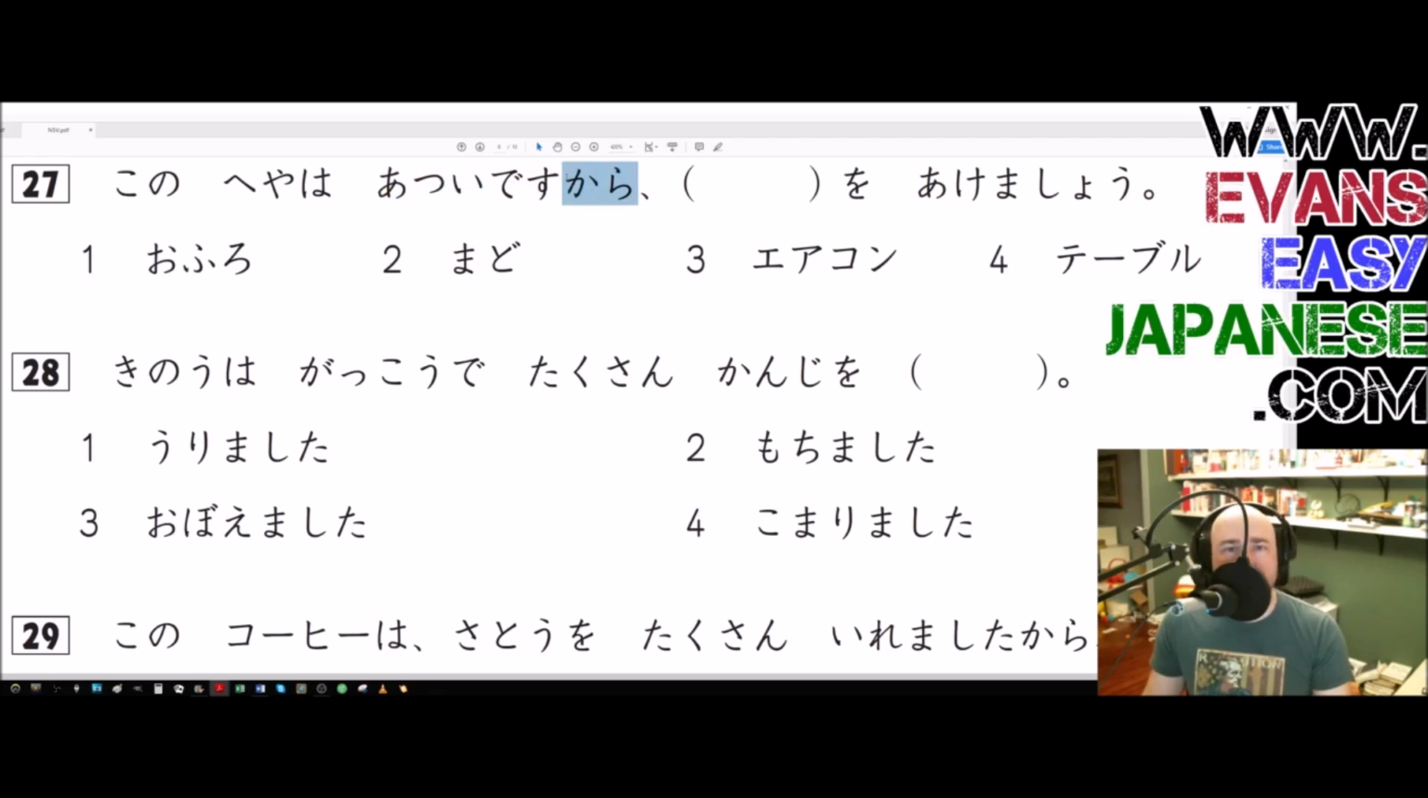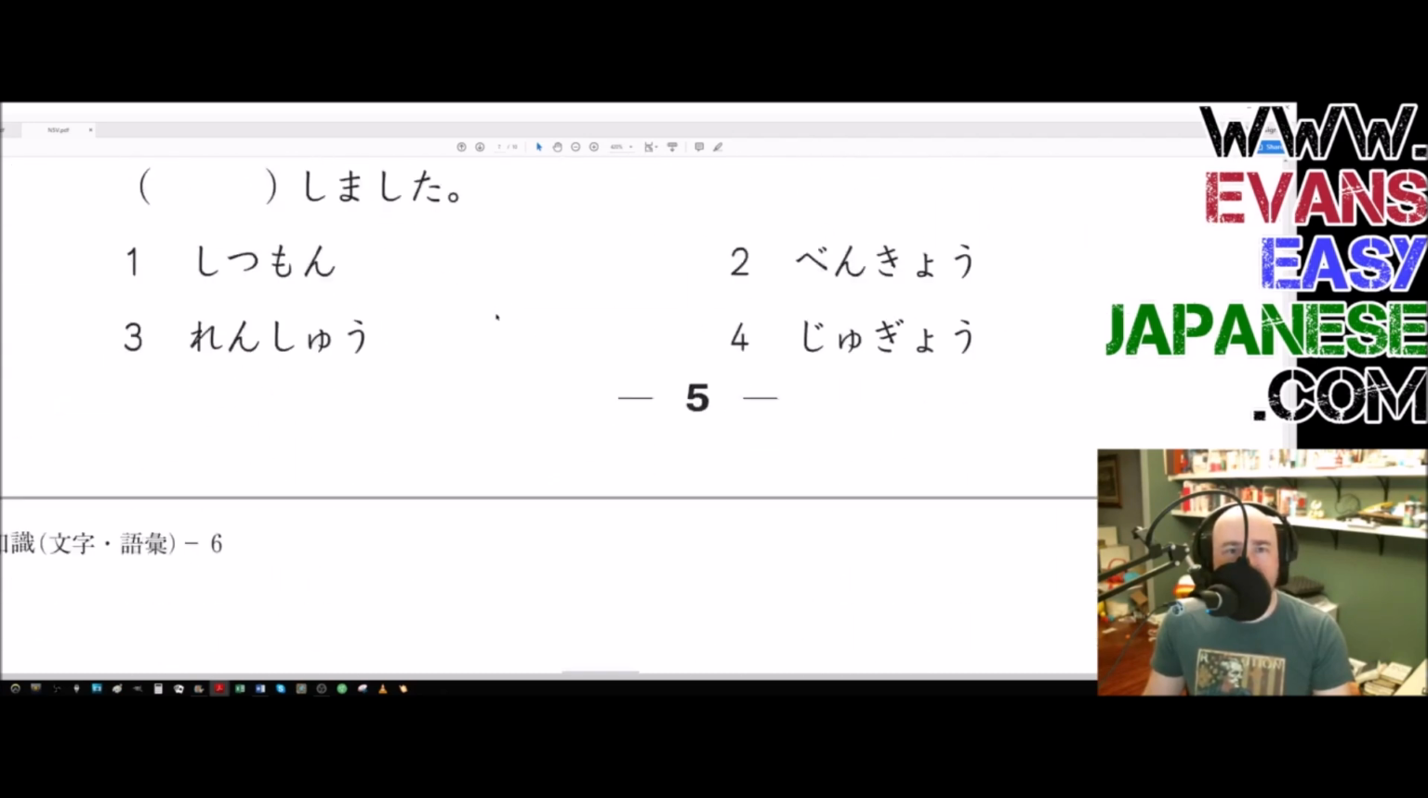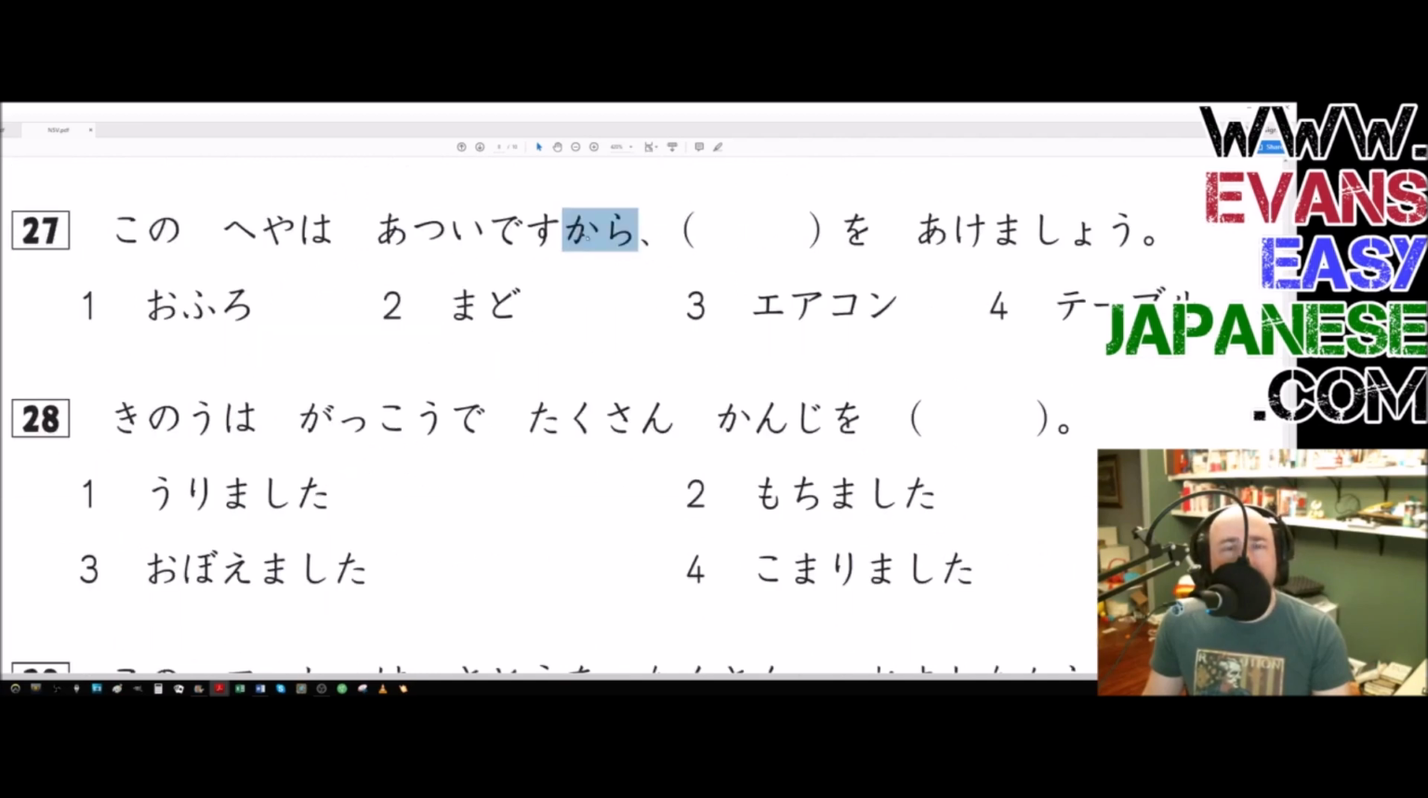Anyway, kara means because, and for the 90th time, apparently all of these sentences have the word kara on them. The kara means because, but it's because of what comes before it, and then the result is what comes after it. So, kono heya wa atsui desu kara. So because this room is hot, what comes after kara is what we do with that information. So what happens because this room is hot? We have blank o akemashou.